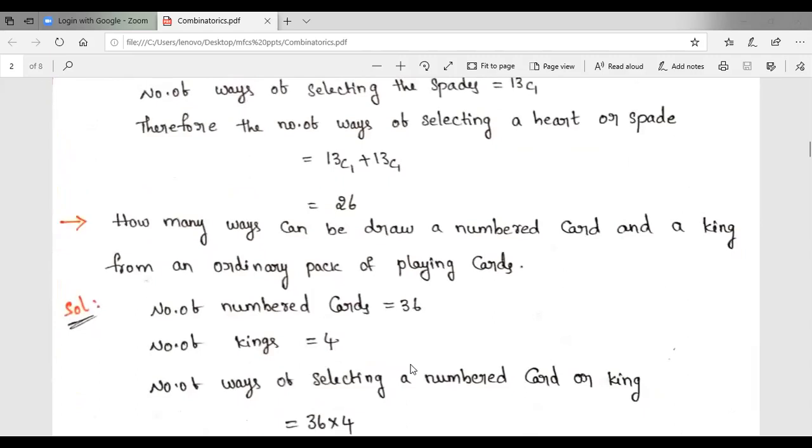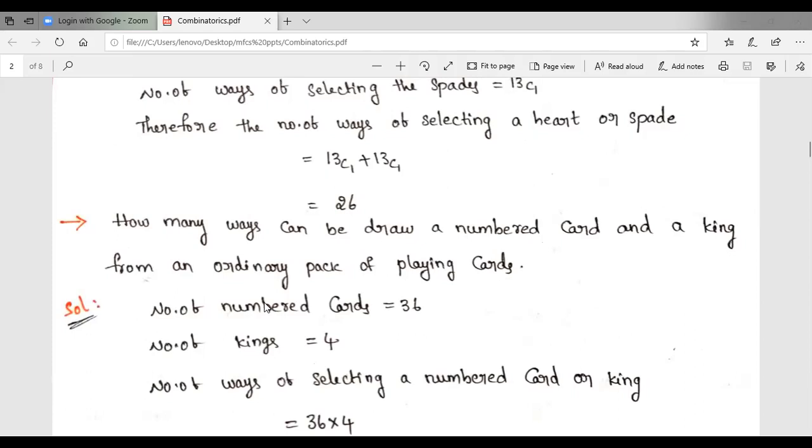Second one: how many ways can we draw a numbered card and a king from an ordinary pack of playing cards? Here, "and" means product. The number of numbered cards in an ordinary pack of playing cards is 36, and the number of kings is equal to 4.